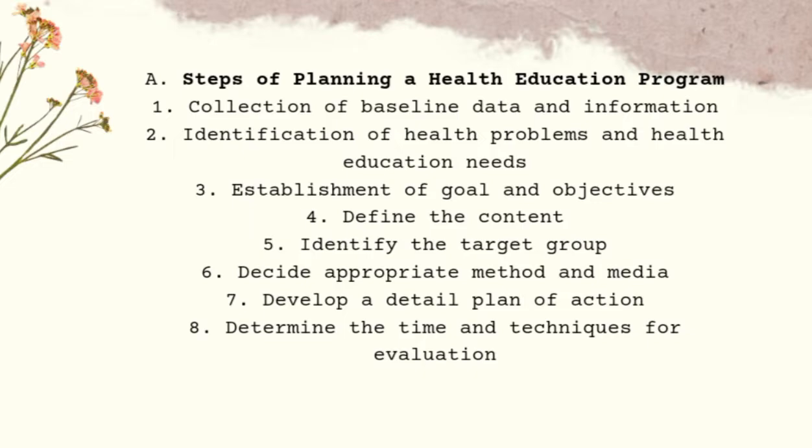We have here steps on planning a health education program. First, collection of baseline data and information. Second, identification of health problems and health education needs. Third, establishment of goals and objectives. Fourth, define the content. Fifth, identify the target group. Sixth, decide appropriate method and media. Seventh, develop a detailed plan of action. And eighth, determine the time and technique for evaluation.